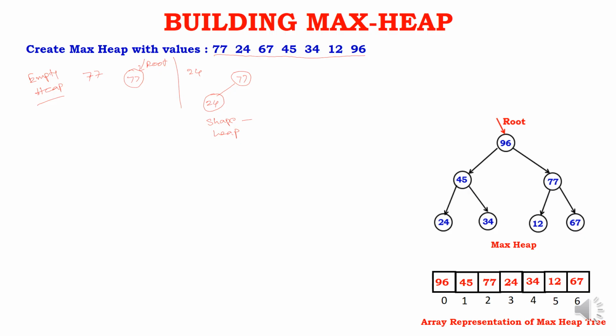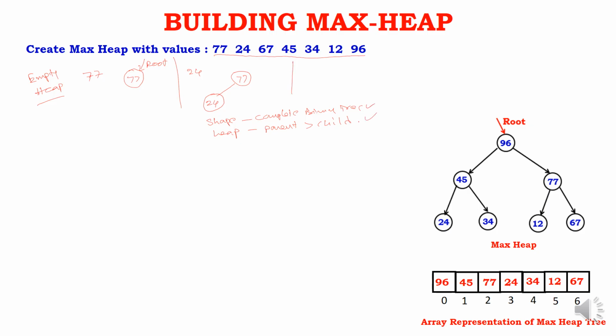Is it satisfying the shape property? Yes. Root and left child, so it is a complete binary tree. Then the heap property: the parent is greater than the child. 77 is the parent, 24 is the child. So it is satisfying both properties.